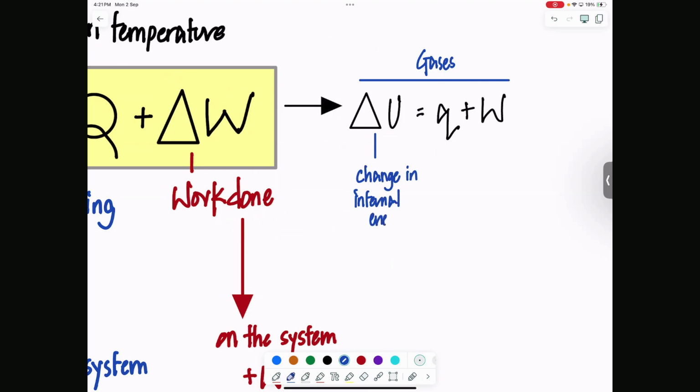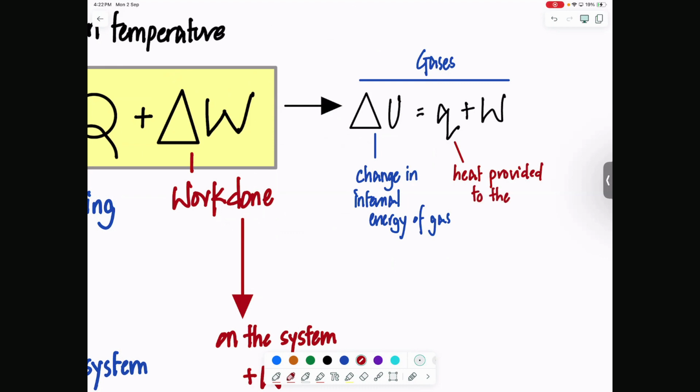Of gas. Q, small q, is very particular, and I just mentioned this earlier. What is it? Yeah, positive. So it's heat provided to the gas, okay? So heat provided to the gas.